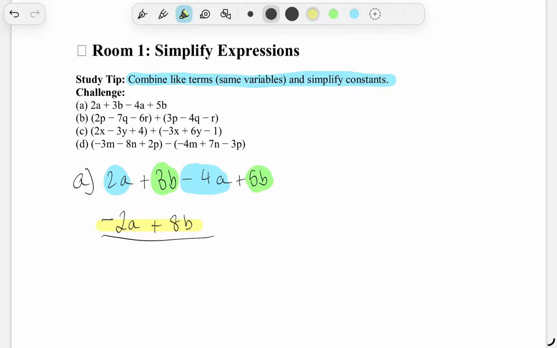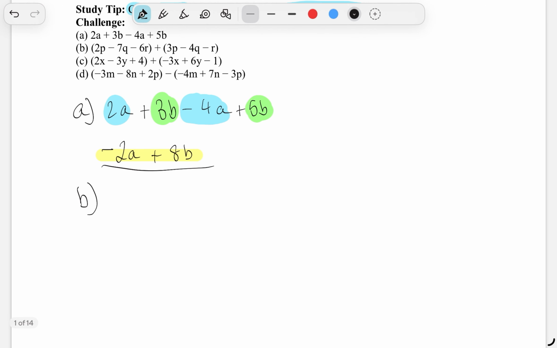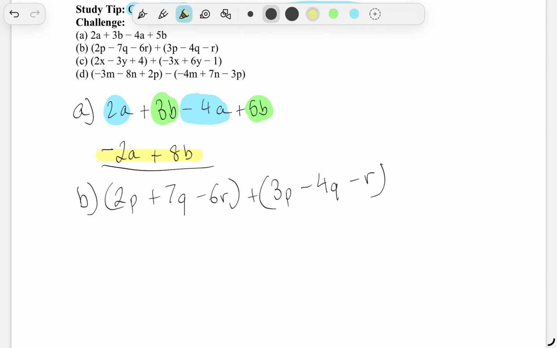Now let's take a look at B, which looks a bit longer, but it's exactly the same thing. You've got 2p plus 7q minus 6r plus 3p minus 4q minus r. Now what we're going to do is highlight our like terms. We've got 2p and 3p. We've got 7q and negative 4q, and we've got negative 6r and negative r.